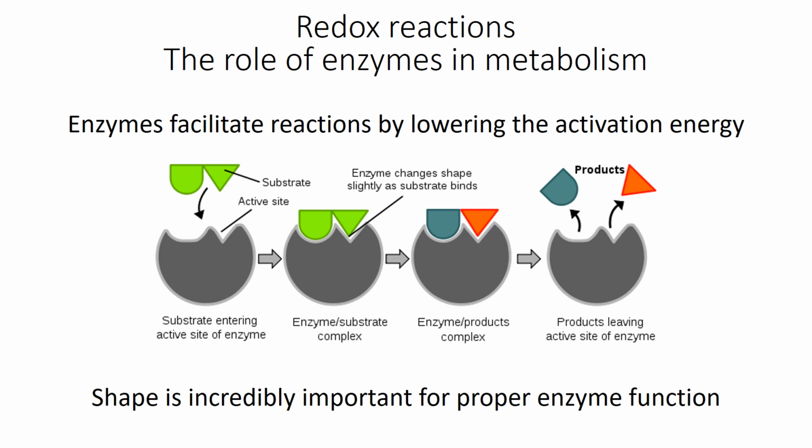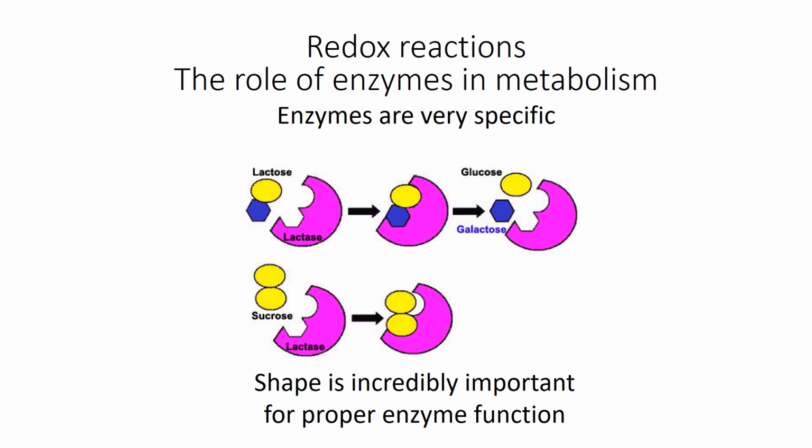This would be an example of a catabolic reaction. We also have enzymes that facilitate anabolic reactions as well. And this simple diagram just goes to show how shape is important. We've got two different dimers, lactose and sucrose. Lactose is of course made of galactose and glucose, and it fits in lactase. However, sucrose, another simple sugar, will not work in lactase because the shapes are different. They cannot bind to the active site.